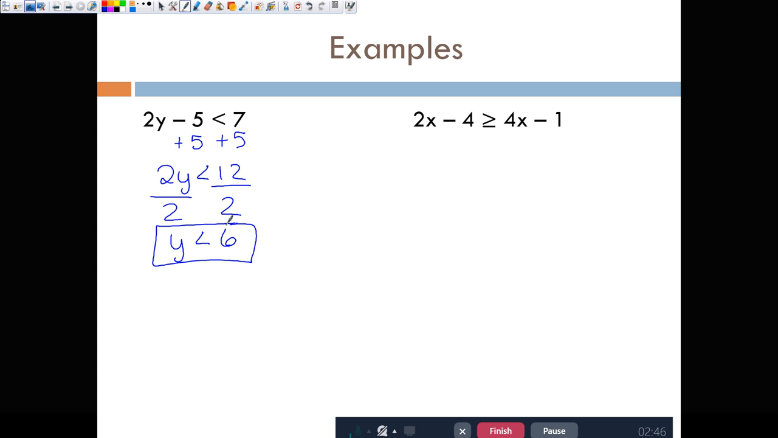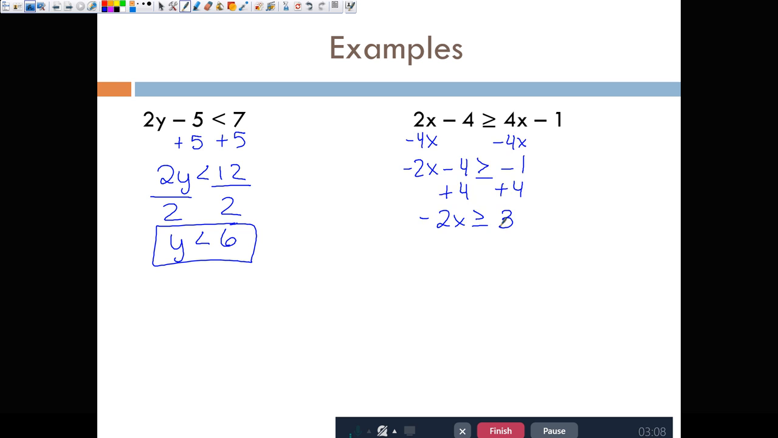So I suggest moving it to the left side, okay? So I'm going to subtract 4x from both sides. I'm going to get negative 2x minus 4 is greater than or equal to negative 1. Add 4 to both sides. Negative 2x is greater than or equal to 3.